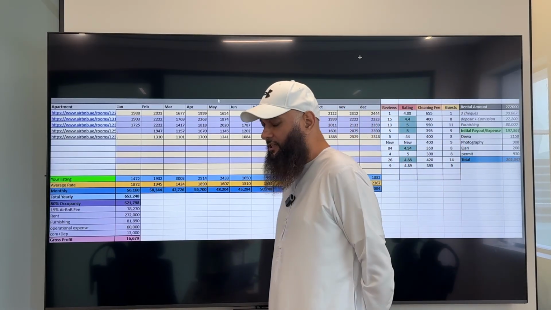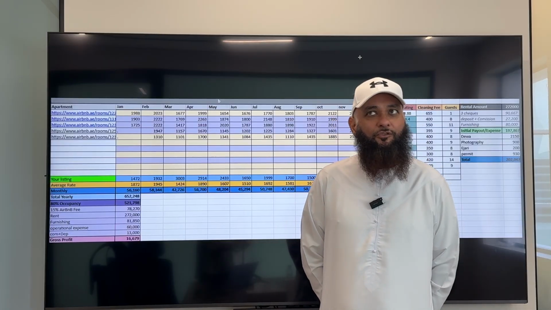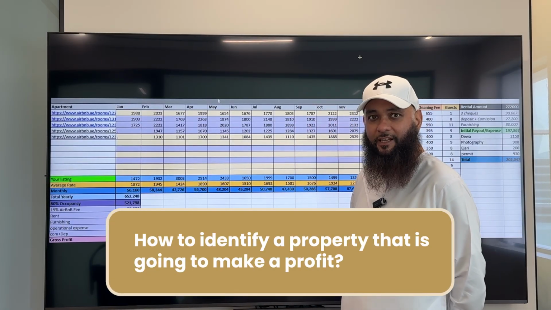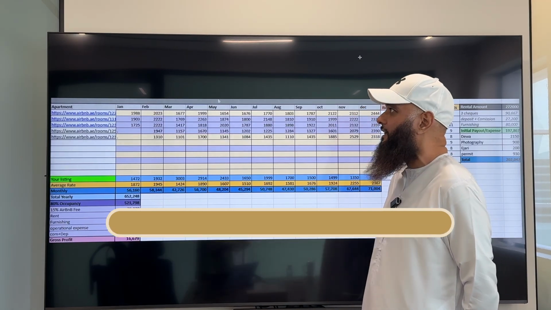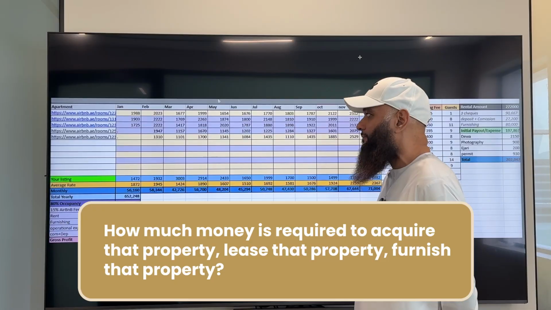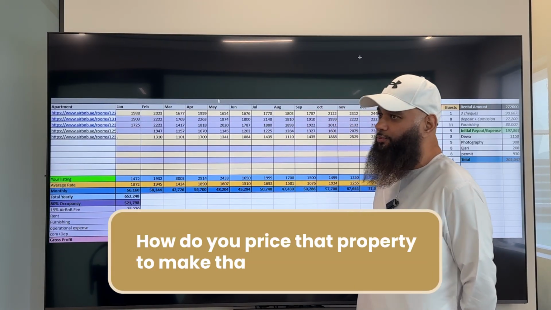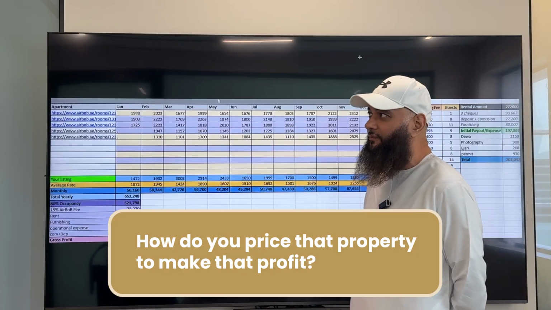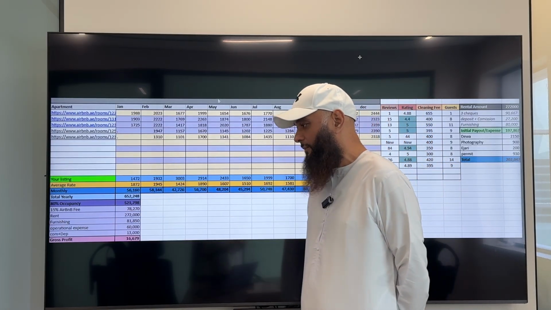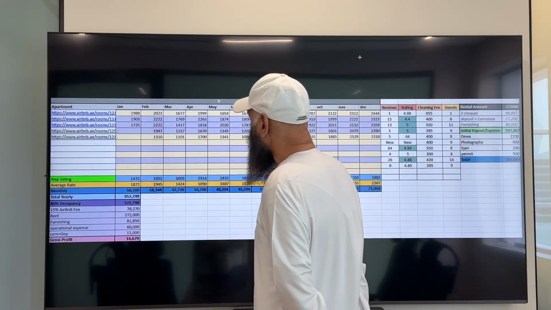So the biggest question that people ask me when they want to do this is how to identify a property that is going to make a profit. And then how much money is required to acquire that property, lease it, furnish it, and then how do you price it to make that profit, and what is the margin? These are the fundamental questions. So I'm going to answer that today, and I'm going to show you how it's done using a spreadsheet.